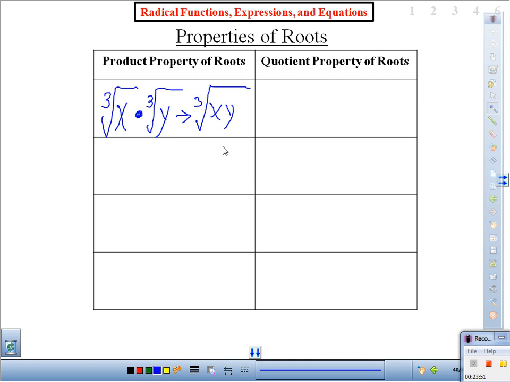That only works if they have the same index. And if they don't, then you cannot put them together. You just leave them as is. Let's try with numbers. Cube root of 2 times cube root of 3. What would you get? Don't say it out loud. That becomes cube root of, what is 2 times 3? 6.